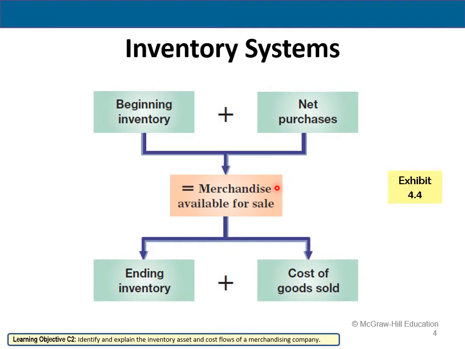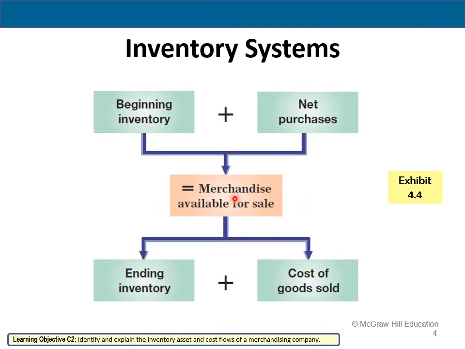So in this chapter, we're going to detail inventory systems. An inventory system is a process by which we distribute the cost of inventory between beginning inventory plus purchases of inventory made during the period. It says net because merchandisers can return purchases as well, so this will be purchases less returns. That gives you merchandise available for sale.